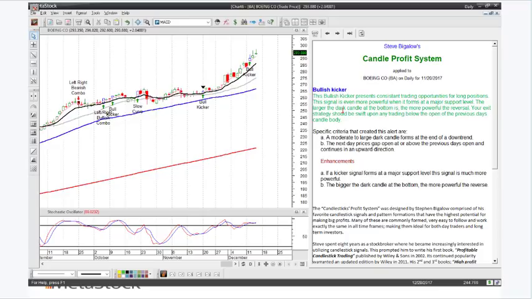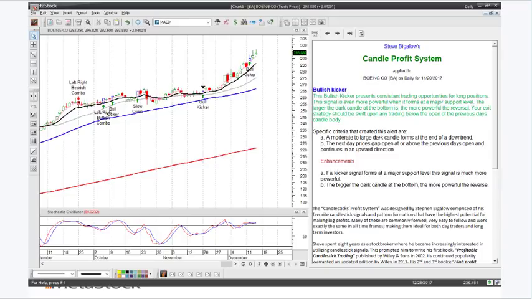The bull kicker presents consistent trading opportunities for long positions. This signal is even more powerful when it forms at a major support level. The larger the dark candle at the bottom is, the more powerful the reversal. Your exit strategy should be swift upon any trading below the open of the previous day's candle body. It's telling you exactly what you should do. If you go ahead and get long, it's telling you to put a stop underneath the body of the candle before.